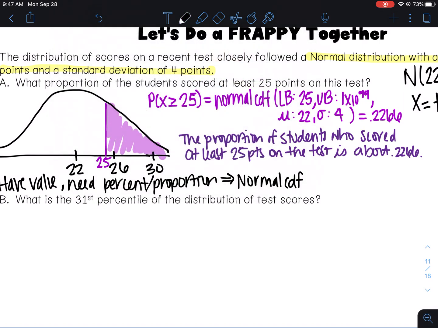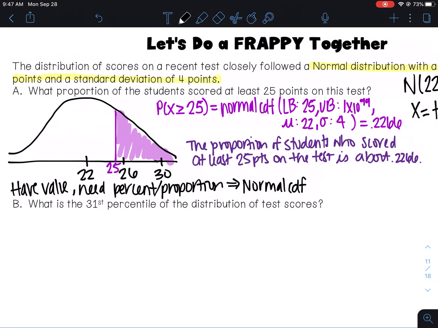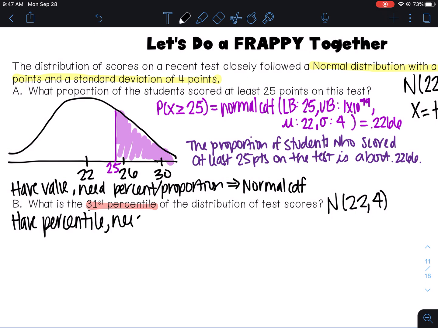So that is if I need to find the area under the curve. Now I have, what is the 31st percentile? I'm rewriting this because I'm neurotic and like to make sure that it's covered. So 31st percentile, I'm doing the other type of problem here. Now I have the percentile, which is going to be the proportion or the percent. I guess it's going to be all of them included. I need the value, so I'm going to use inverse norm.